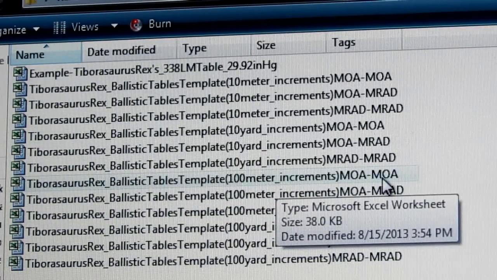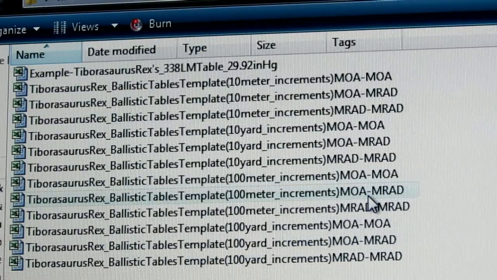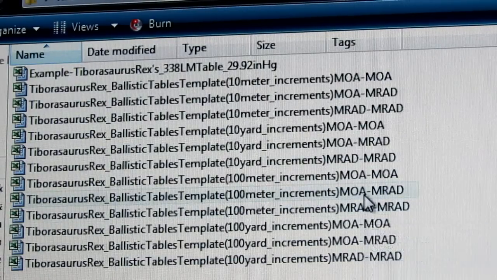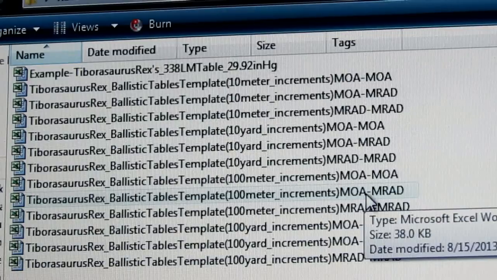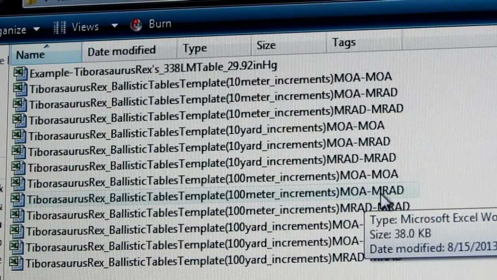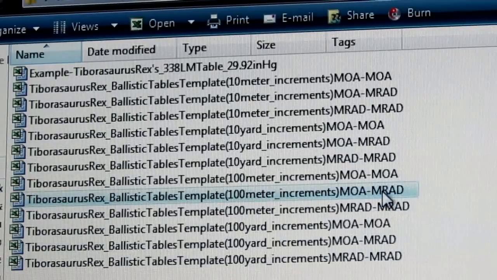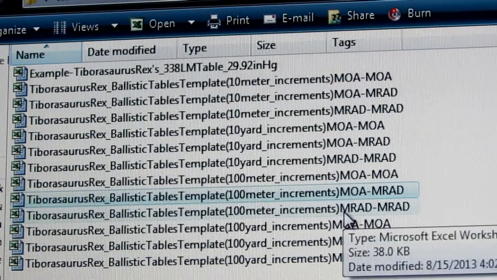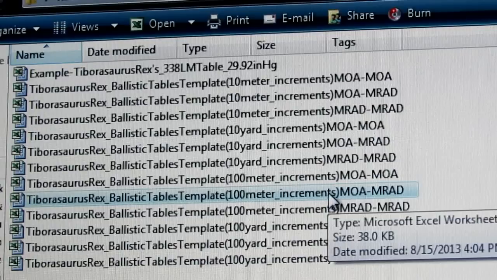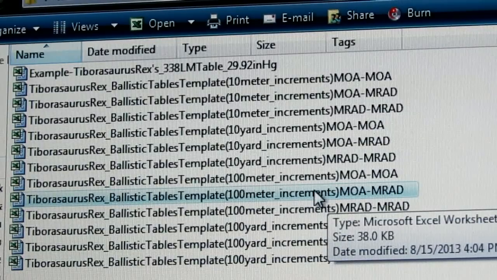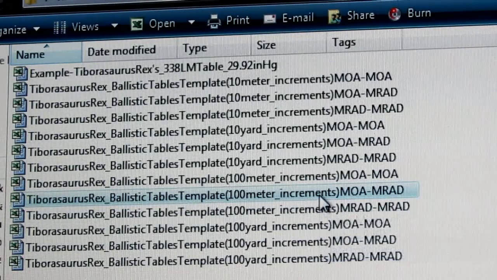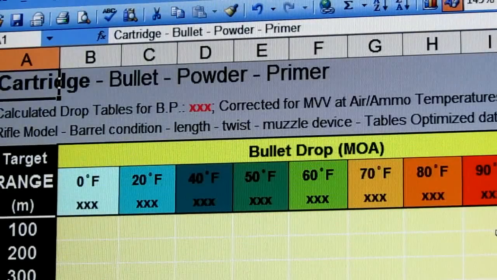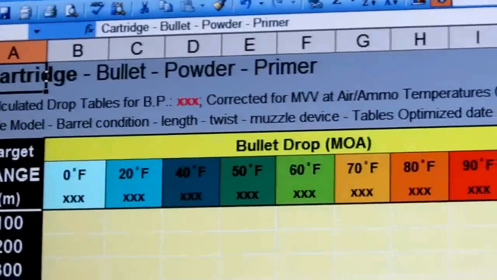And it's not a minute of angle reticle, so we're going to use this one here. This is in minutes of angle and milliradians in 100-meter increments. The milliradians is for the mil-dot reticle, and the minutes of angle is for the turrets. I'm just going to go through this one so you can see an example of how this would go. So double click. Okay, there we are. So there's a template.